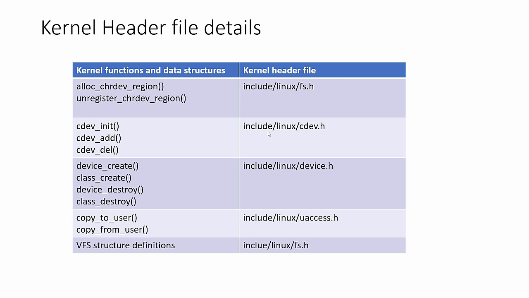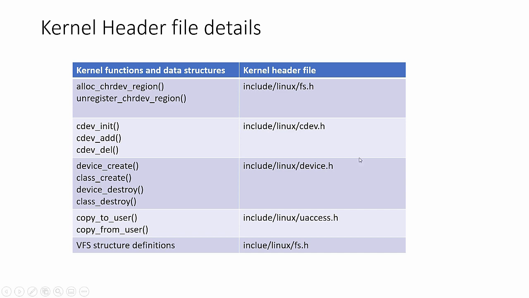When you use all these kernel functions and data structures, you should be using the appropriate kernel header file. For example, alloc_chrdev_region and unregister_chrdev_region. These API prototypes are mentioned in include/linux/fs.h. So whenever you use any services of the VFS, most probably you should be using fs.h.